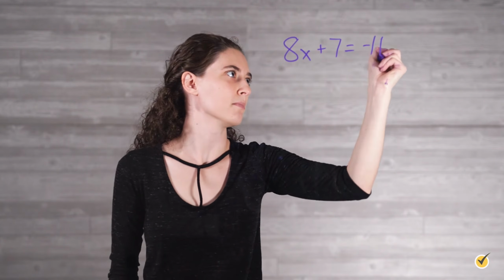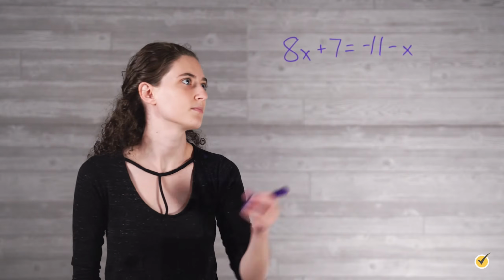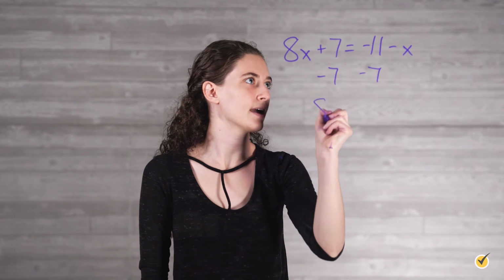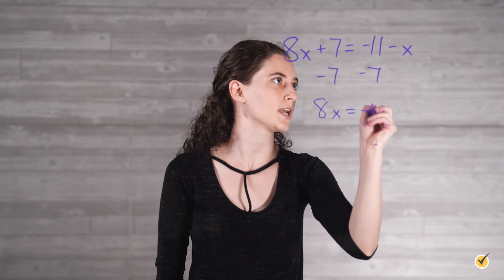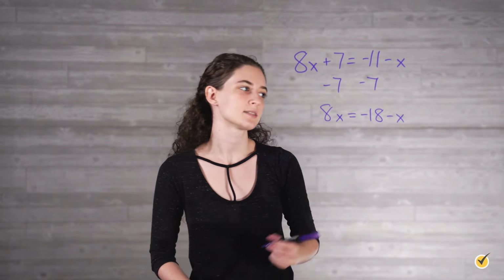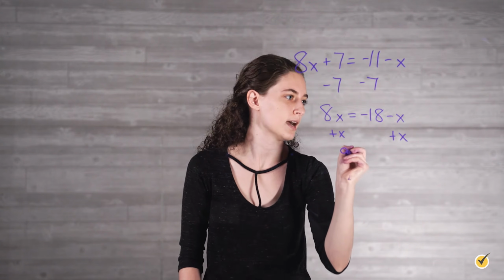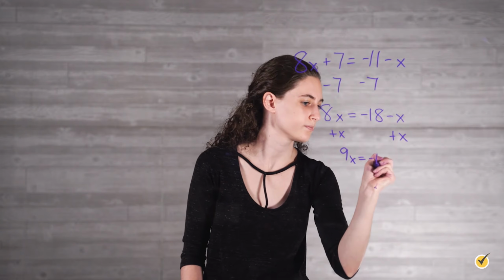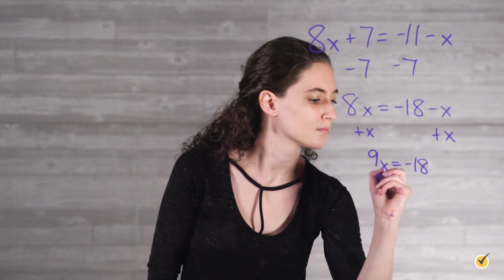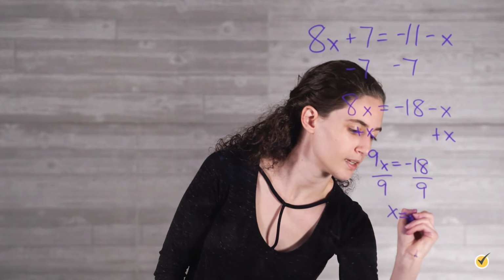Solve. 8x plus 7 equals -11 minus x. Make a 0 by subtracting 7 from both sides. 8x equals -18 minus x. Make another 0 by adding x to both sides. 9x equals -18. Make a 1 by dividing both sides by 9. x equals -2.